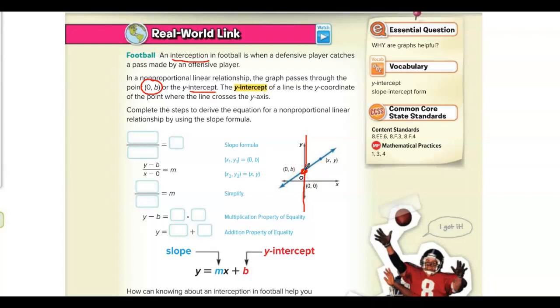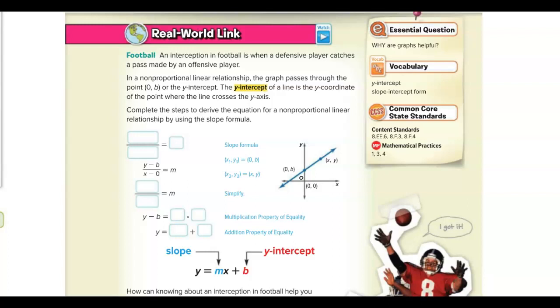Just giving you an example. Complete the steps to derive the equation for a non-proportional linear relationship by using the slope formula. So when we have a y-intercept, and I have a line, how do I find my slope? What's my slope formula? We should have this in our memory by now.